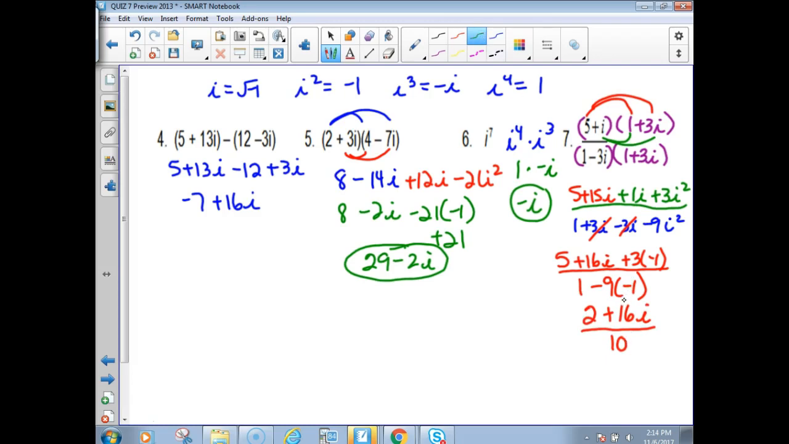Okay, now knowing that all three numbers out here are divisible by a common factor of 2, I can reduce. 2 divided by 2 is 1. 16i divided by 2 would be 8i, and then there'd be a 5 on the bottom, and that's the answer.